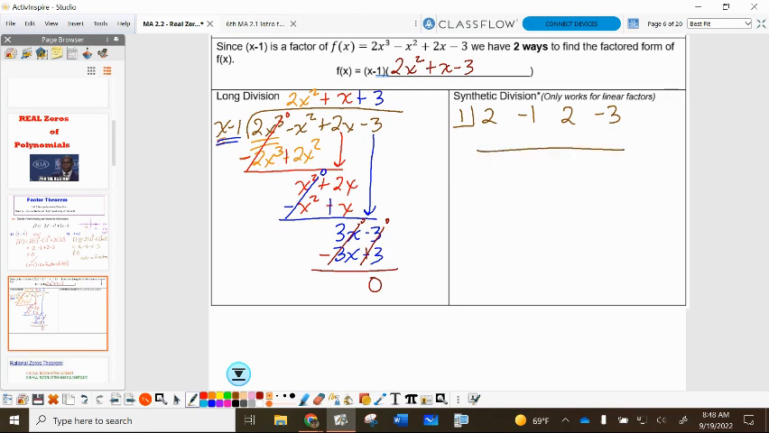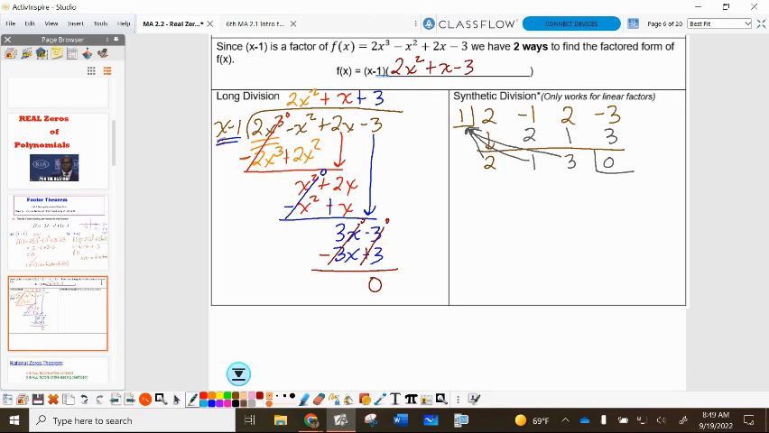For synthetic division, we bring the first term down as is, that's 2, and multiply it by our number here. So 2 times 1 is 2. I combine, that gives me 1, and multiply it by our root. 1 times 1 is 1, combine, that gives me 3. Multiply it by our root. 3 times 1 is 3. -3 and 3 is 0. This last term I always box out, and that's our remainder.